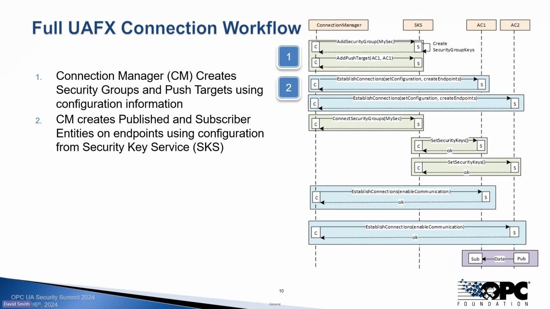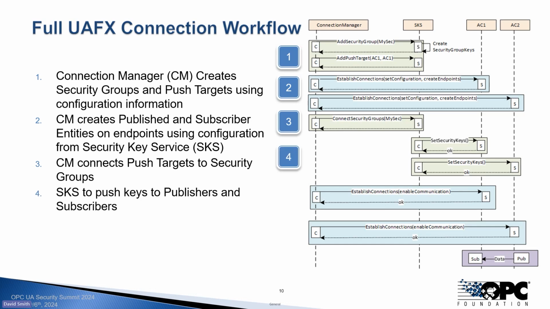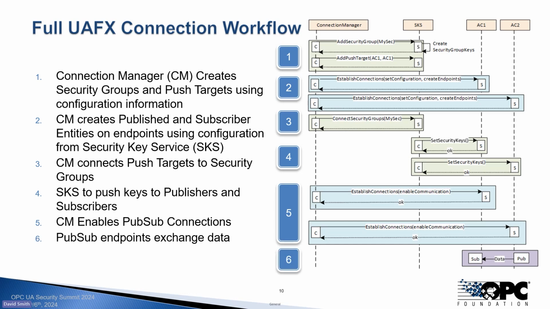The connection manager then tells the security key service to connect the push targets to the security group, which triggers some autonomous functionality in the security key service to act as a client to connect to the automation components and push the keys to the devices using the set security keys method. Next, the connection manager enables the connection between the two automation components, and at which point the PubSub data can start to exchange data between the publisher and subscriber. So this is the full UAFX workflow, or connection management with security enabled.